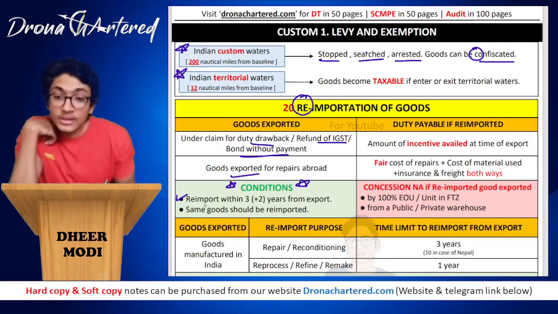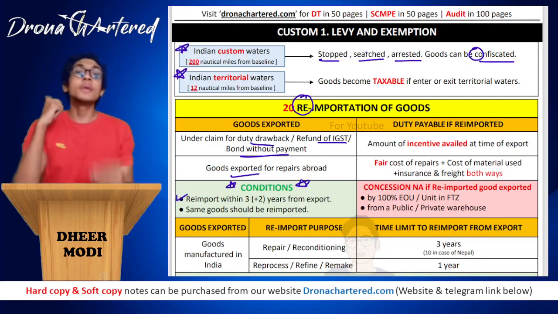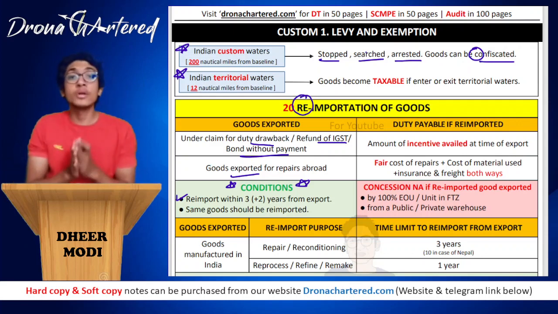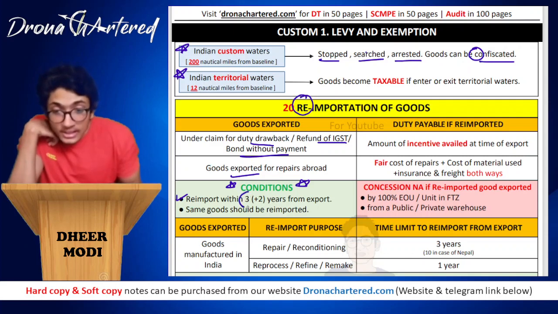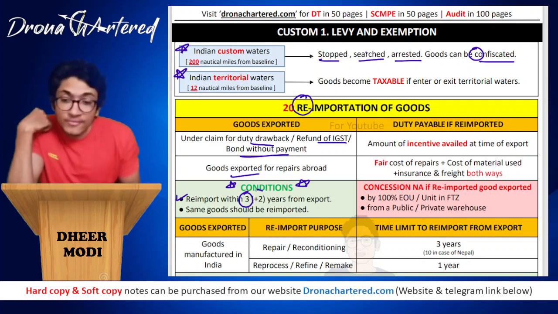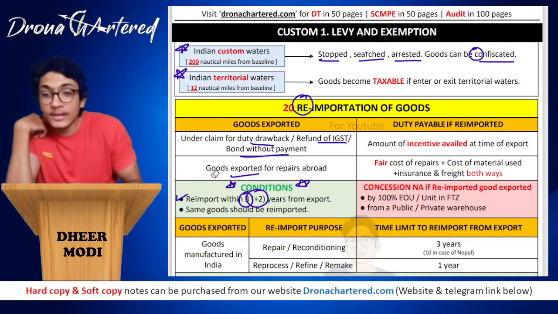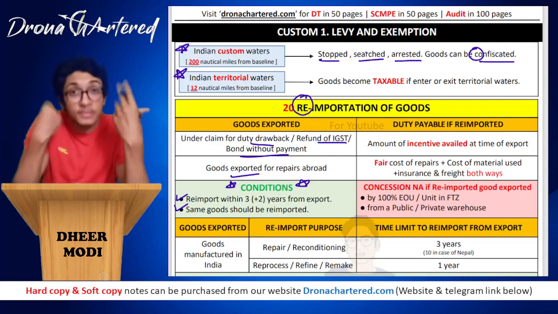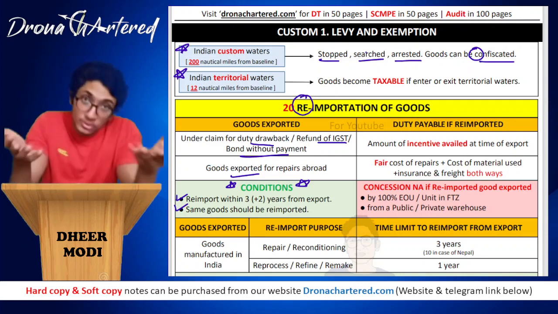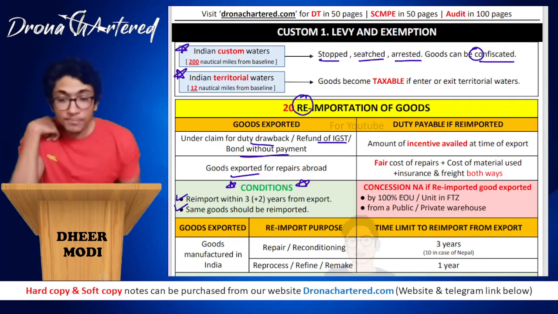First is re-import within 3 years from export. From the date you have exported, it should be brought back to India within 3 years, which can maximum be extended for another 2 years. Therefore, I have written 3 plus 2. So 3 years plus maximum 2 years. And the same goods should be re-imported. That means the goods that you have exported outside, those same goods only should be re-imported.